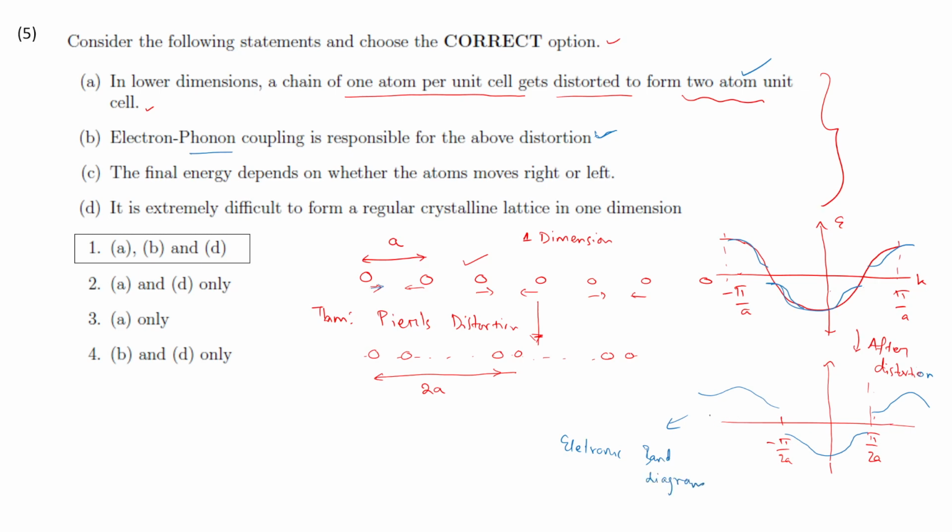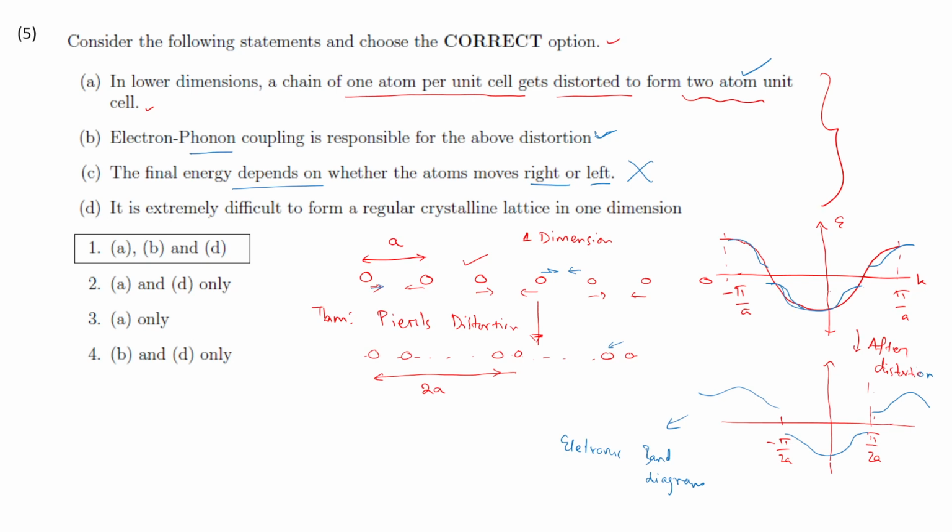We are calculating the energy of the electron, and it is responsible because this phonon mode is there. Because of these phonon modes, it will vibrate. The next statement says the final energy depends on whether the atoms move left or right. This actually doesn't depend, so this statement is wrong. Why is this statement wrong? Because it doesn't matter if the lattice point is moving this way or this way. The energetics remains the same.